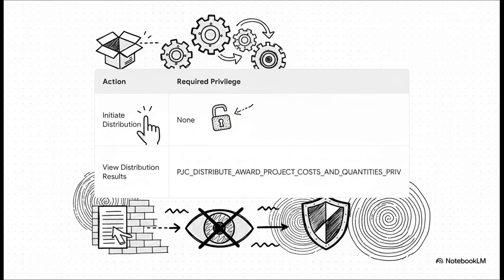Now here's where it gets interesting, because there's a little bit of nuance here. While anyone, and I mean anyone, can now initiate the distribution, so no special privilege needed, you do still need that original privilege to actually view the final results. So the key takeaway is this: you can get the ball rolling yourself, which is huge, but that final validation and review step, that still belongs to the folks with specific access.